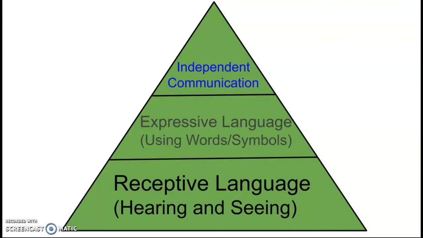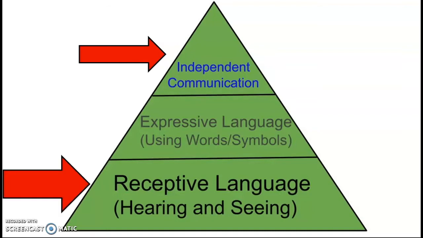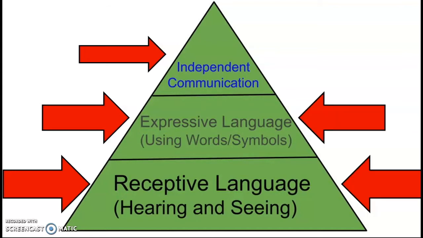As this diagram shows, before children can become independent communicators, they must first build up a strong base of receptive language experiences, which means they need to hear and see the people around them use AAC to communicate their thoughts and feelings. After children have had lots of opportunities to hear and see the people around them communicate using AAC, they can start to express their own thoughts and feelings with their AAC system as well. As their receptive and expressive language experiences with AAC grow, a child's language pyramid develops until eventually they become independent communicators, which is of course our ultimate goal.